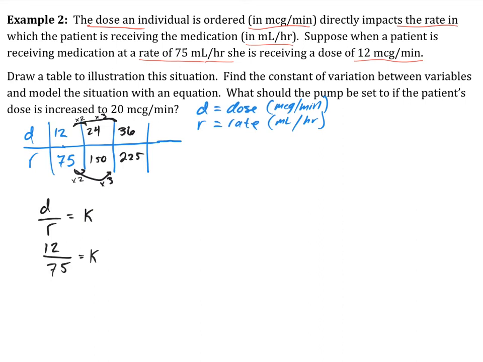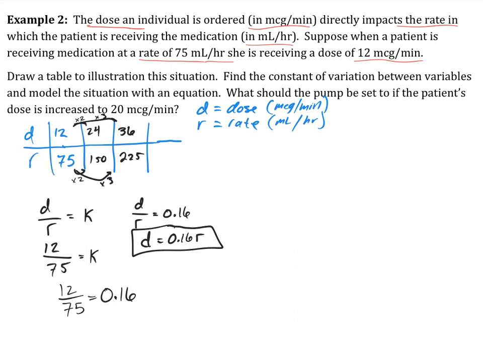So if I put that in my calculator, I do 12 divided by 75, I get 0.16. So what that's telling me is that the ratio of the dose divided by the rate will always reduce to 0.16. That's the constant of variation. So if I rearrange this formula, the dose can always be found by taking 0.16 times the rate. This is the equation that I'm looking for. The dose can always be found by taking 0.16 times the rate.